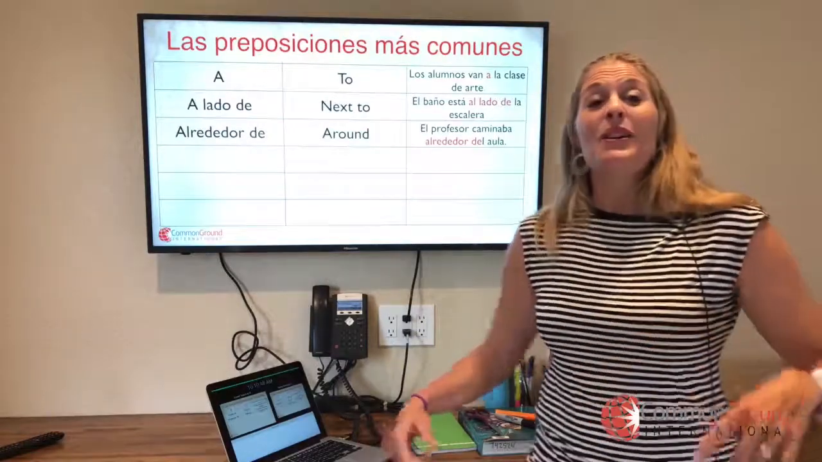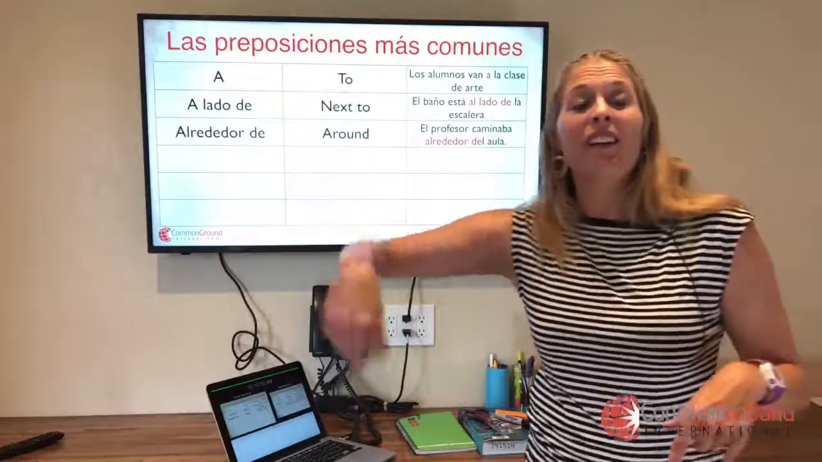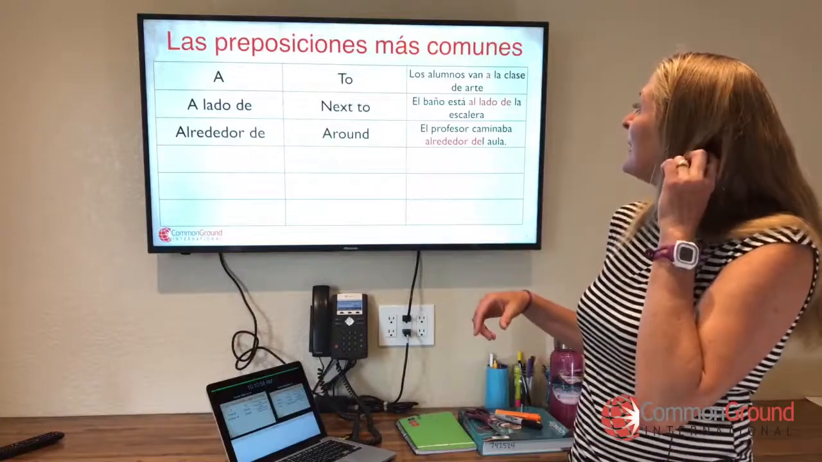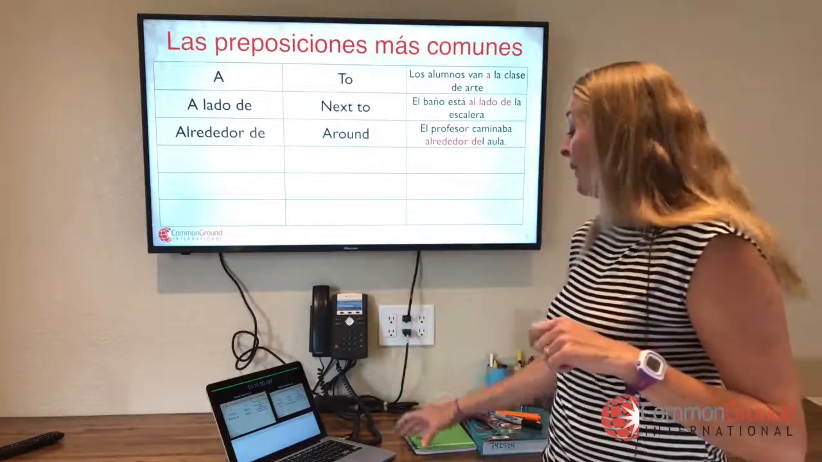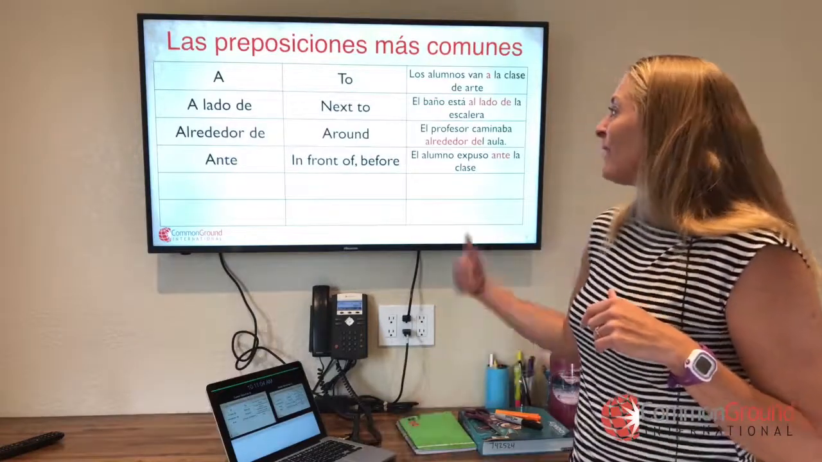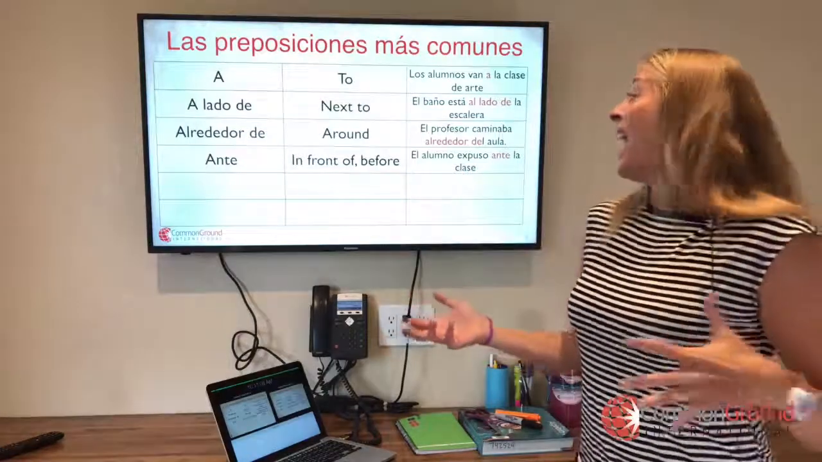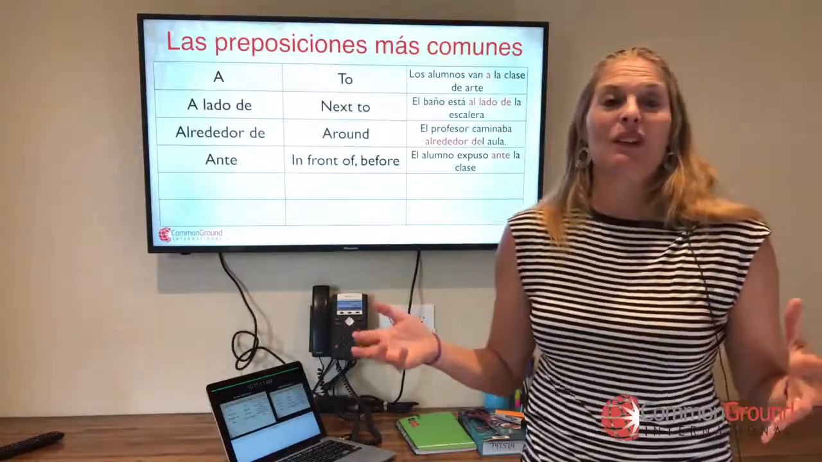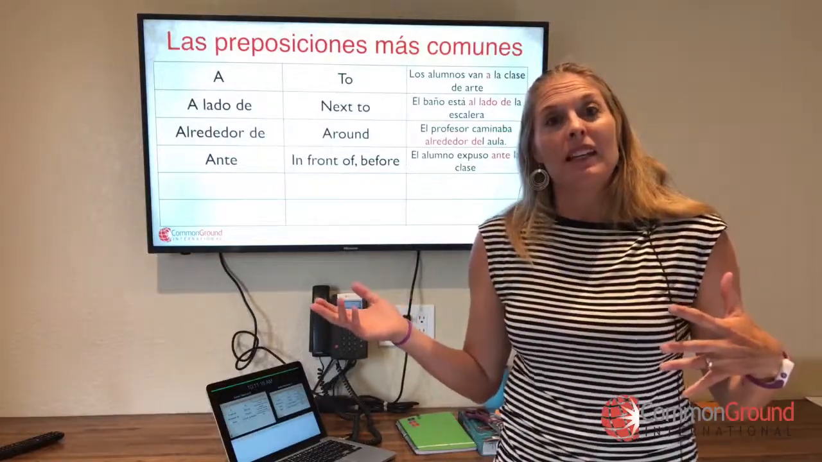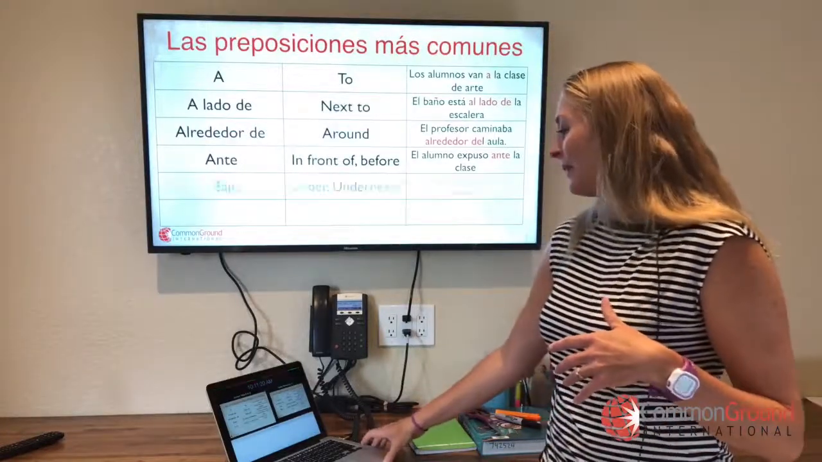Alrededor, around. Los maestros caminan alrededor del salón. So teachers walk around. El profesor caminaba alrededor del aula. So walks around the classroom, around. Ante, in front of or before. So en este ejemplo, el alumno expuso ante la clase. So that student demonstrated something in front of the class, ante la clase, okay?